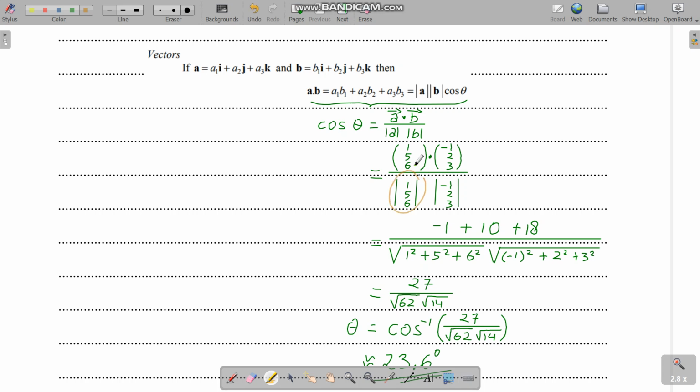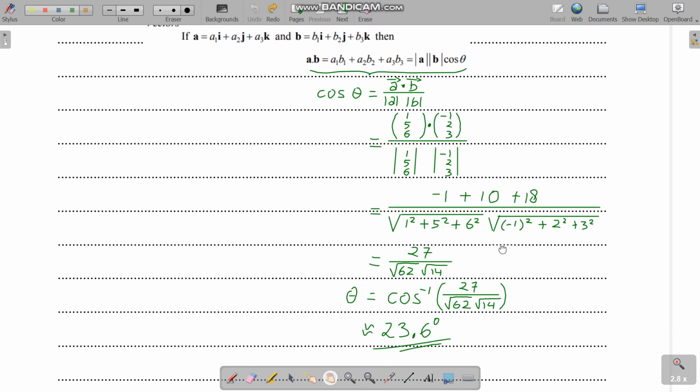Now for the magnitudes, there's no formula in MF19 for this. We have to use the square root of 1 squared plus 5 squared plus 6 squared, adding everything. This is the magnitude of this vector, and same thing for the other. And then just use a calculator. We're going to get 27 over this in a simpler form.